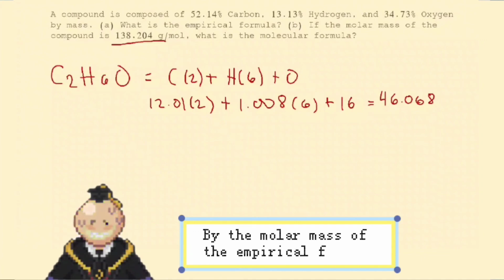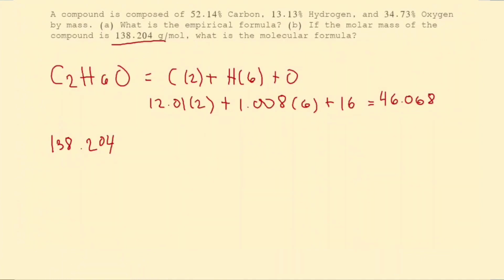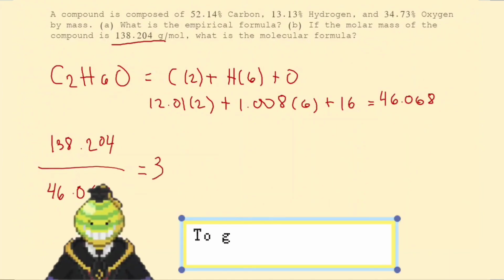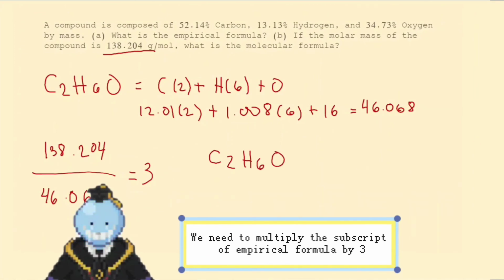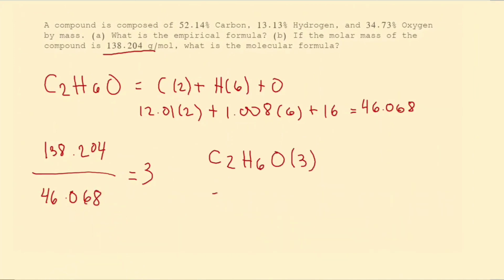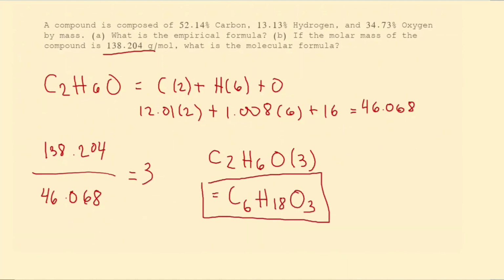After getting the molar mass of the empirical formula, divide the molar mass of the compound, which is already given, by the molar mass of the empirical formula. So it's going to be 138.204 divided by 46.068. We're going to get 3. So now, to get the molecular formula, we need to multiply the subscripts of the empirical formula by 3. So this is going to give us C6H18O3. And that's how you find the molecular formula.